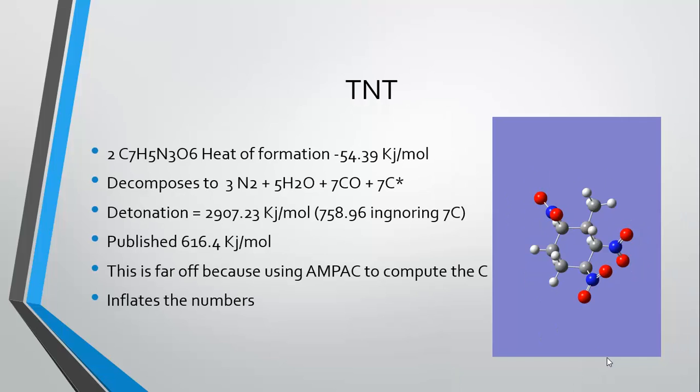TNT, as you can see, this one has nitrogens, and there's the formula on the top. Heat of formation is negative 54.39 kilojoules per mole. And as you can see, it decomposes to 3 diatomic nitrogens, 5 waters, 7 carbon monoxides, and 7 carbons. Depending on how rich an environment is in oxygen, you can get different results on this, where you would get a lot more oxygens involved.